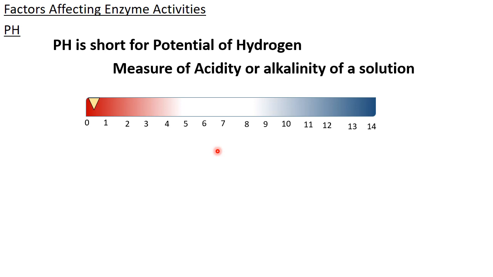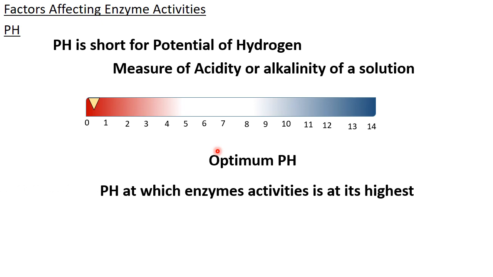But why are we talking about pH scales and pH values? Because the pH of a solution affects enzyme activity. Unlike temperature, different enzymes have different optimum pH. So optimum pH is the pH value at which an enzyme works best, or the pH at which enzyme activity is at its highest. Meaning that at that pH, the enzyme is working fine. If you change the pH, then the enzyme's activity will decrease. Different enzymes have different optimum pH values.